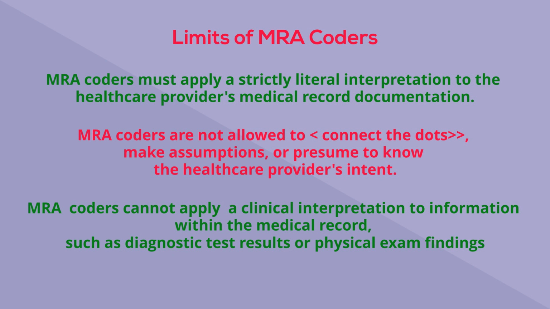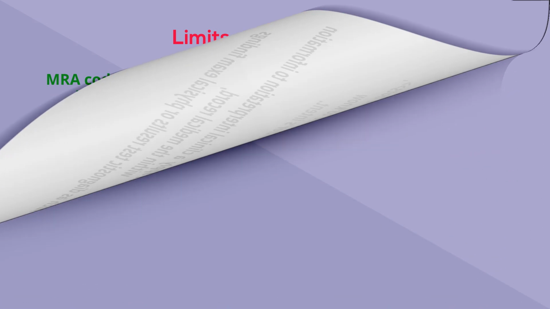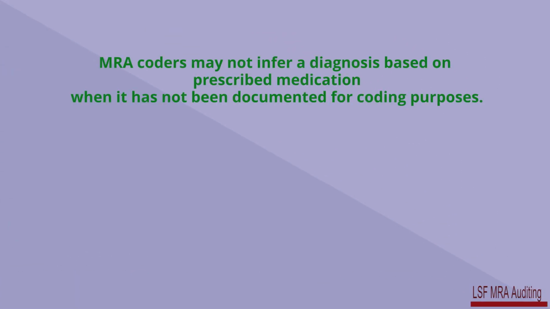Accurate diagnosis code assignment is dependent on the healthcare provider clearly describing each medical diagnosis to the highest level of specificity. Coders are not clinicians and may not infer a diagnosis based on prescribed medication when it has not been documented for coding purposes. A medication list can be a source of clues, but it may also provide an inventory of diagnoses for a coder to look for support of a diagnosis.